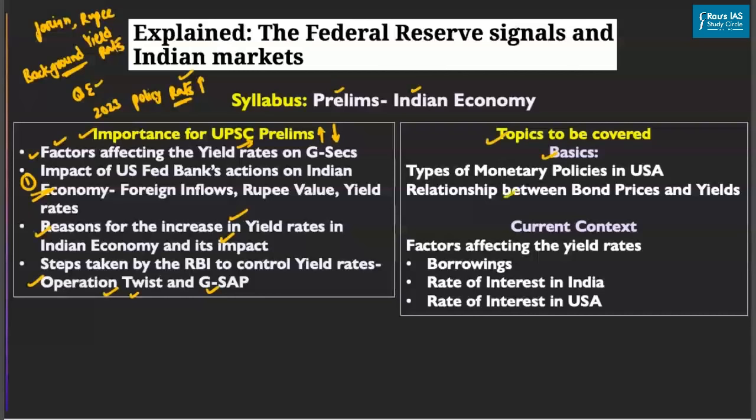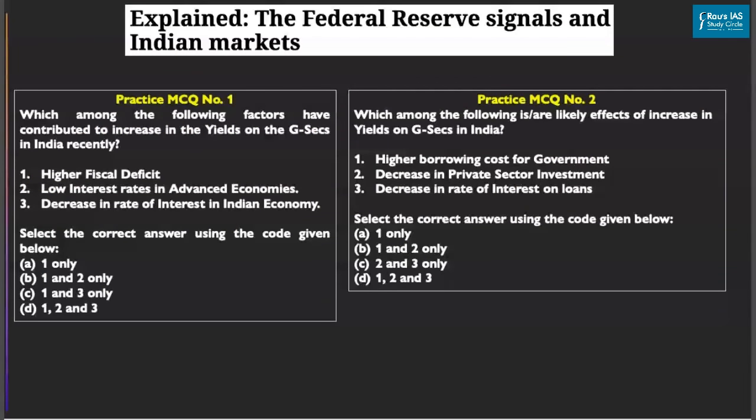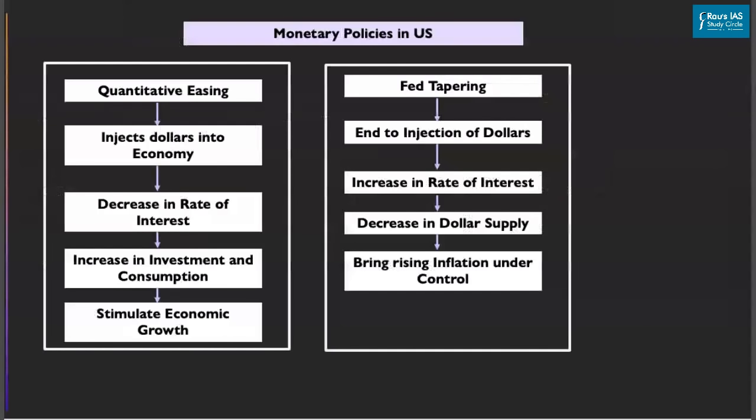We will start with the basics, wherein we'll discuss the types of monetary policies followed in the US, the relationship between the bond price and the bond yields, the various factors which are affecting the yield rates, particularly how the government borrowings affect the yield rates, the relationship between the rate of interest in India and the yield rates, the relationship between the rate of interest in the US and the yield rates, and so on. At the end of this discussion, you should be in a position to attempt these two prelims questions for practice. So let's start with the basics first, that is the types of monetary policies in the US.